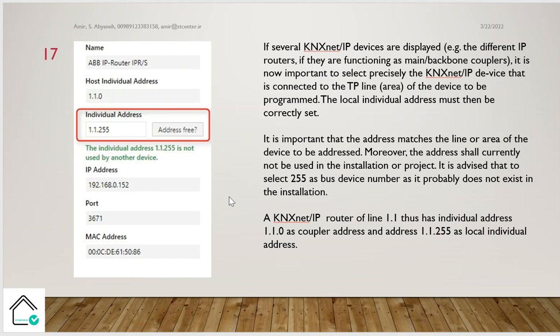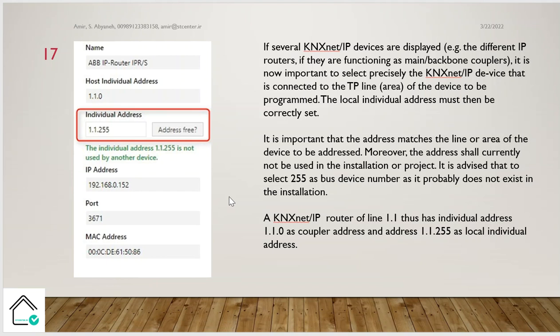The local individual address must then be correctly set. It is important that the address matches the line or area of the device to be addressed. Moreover, the address shall currently not be used in the installation or project. It is advised to select 255 as a bus device number, as it probably does not exist in the installation. You should find some device number that does not exist.